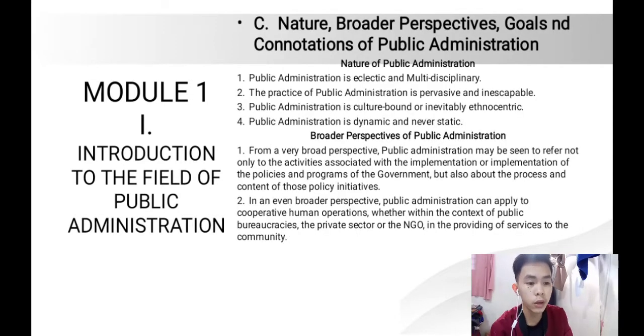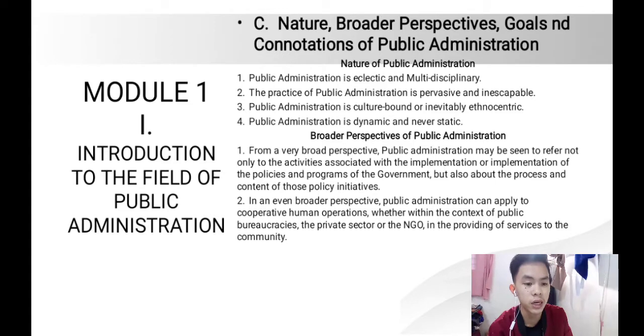So now, let's move on to the nature, broader perspectives, goals, and connotation of public administration. Firstly, we have the nature of public administration. There are 4 natures of public administration. Number 1, public administration is eclectic and multidisciplinary. Second, the practice of public administration is pervasive and inescapable. Third, public administration is culture bound and inevitably ethnocentric. Fourth, which is the last, public administration is dynamic and never static.